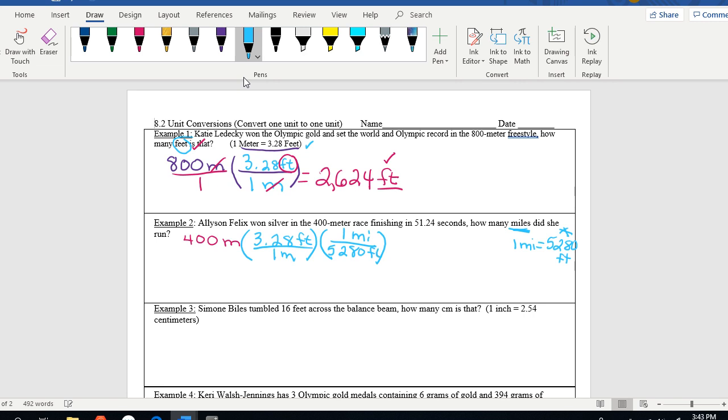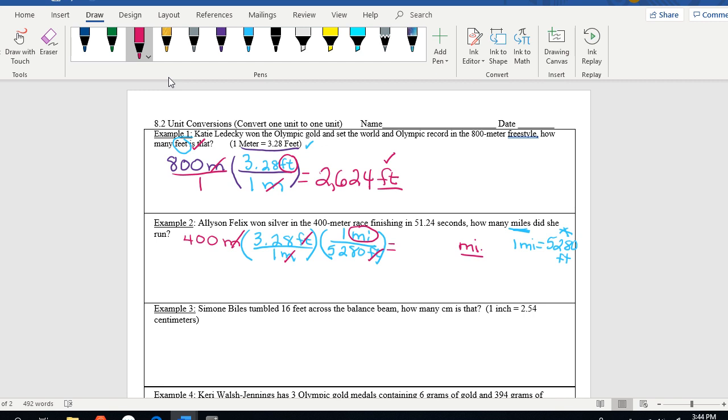5,280 feet in 1 mile. So what happens here is this is what I want to happen. My feet cancel with feet. My meters cancel with meters. I am left with the only units I need, and that's miles. Guys, you make sure that the units you're looking for are what's left.